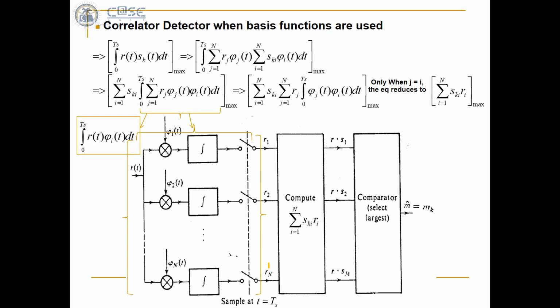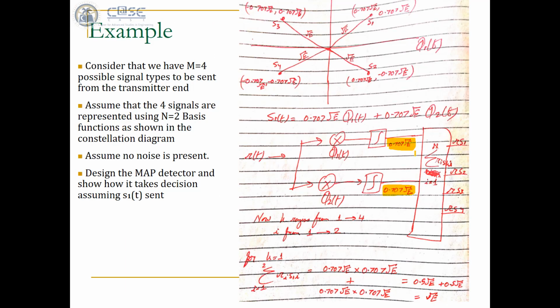Since we have two basis functions, we only have two branches, and therefore the two respective results r1 and r2 as a result of this multiplication and integral operation, right? So in this step we have computed r1 and r2, which was very simple to understand. That's why I have skipped writing those steps.